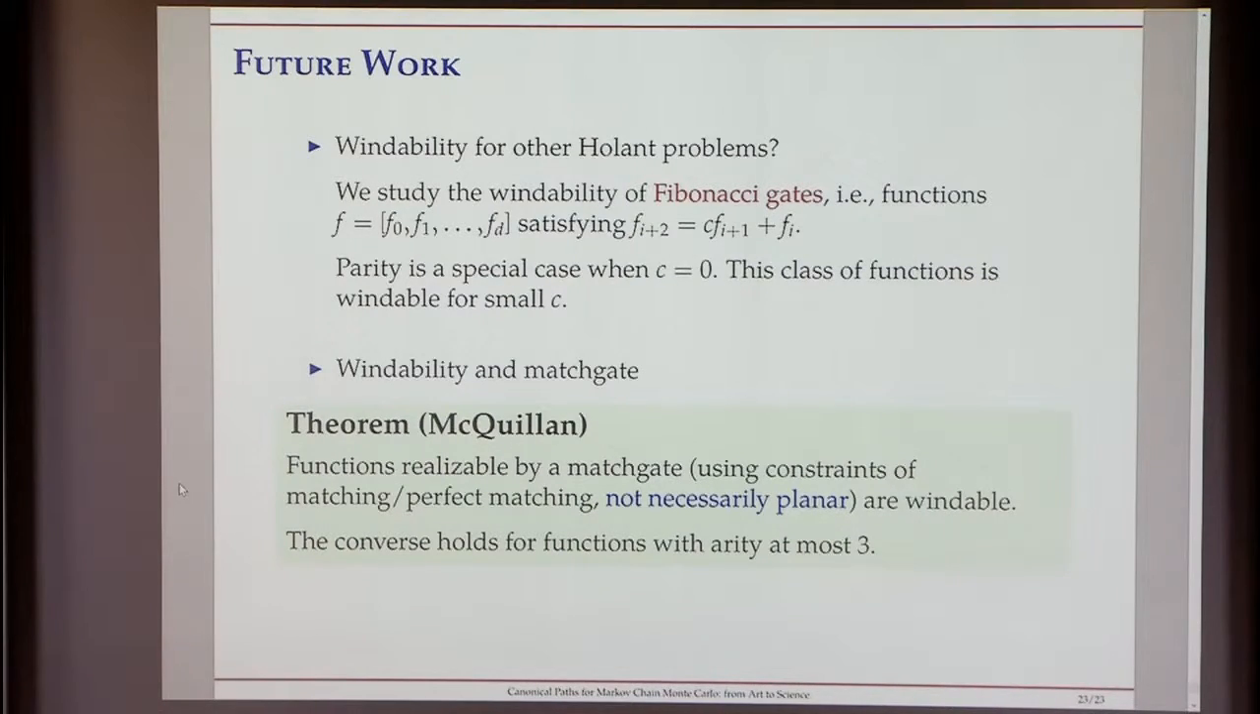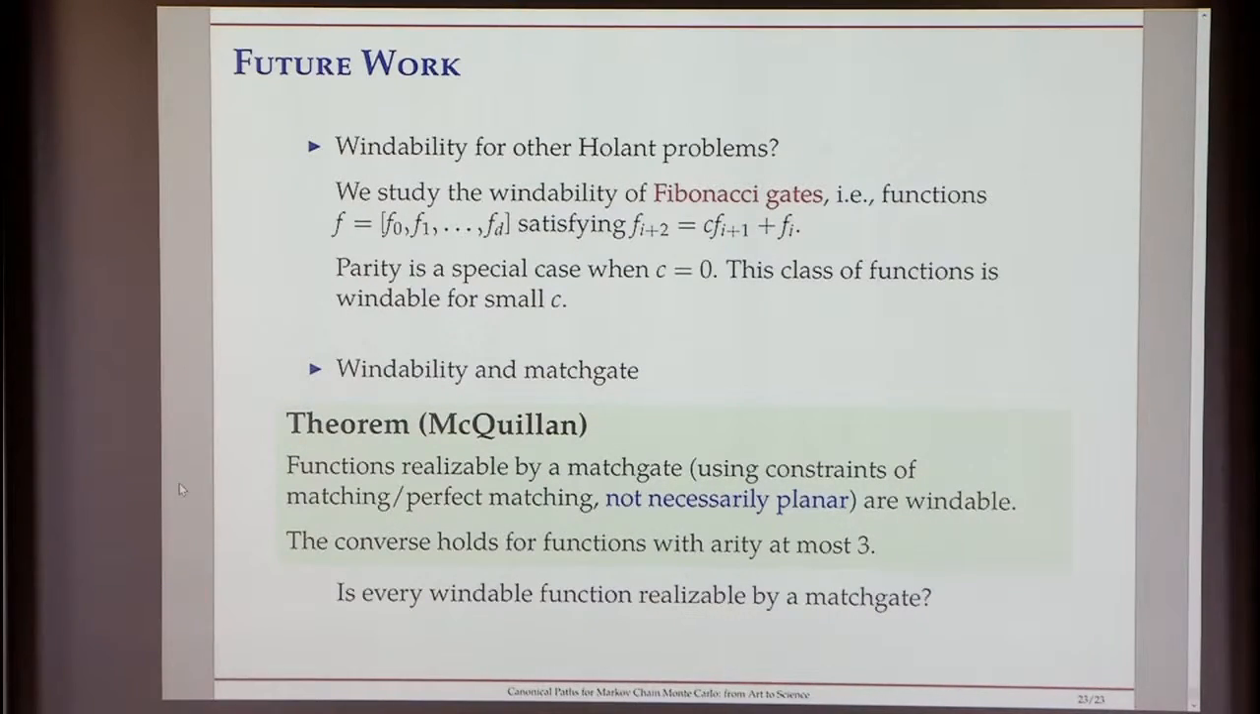So the question is whether, for the functions with higher arity, we can still have this direction. In fact, this theorem gives a way to check whether a given function can be realized by a match gate of this form. For example, we have shown that the 8 matching is not windable. So using this theorem, we can say that the 8 matching function cannot be realized by a match gate of this form.